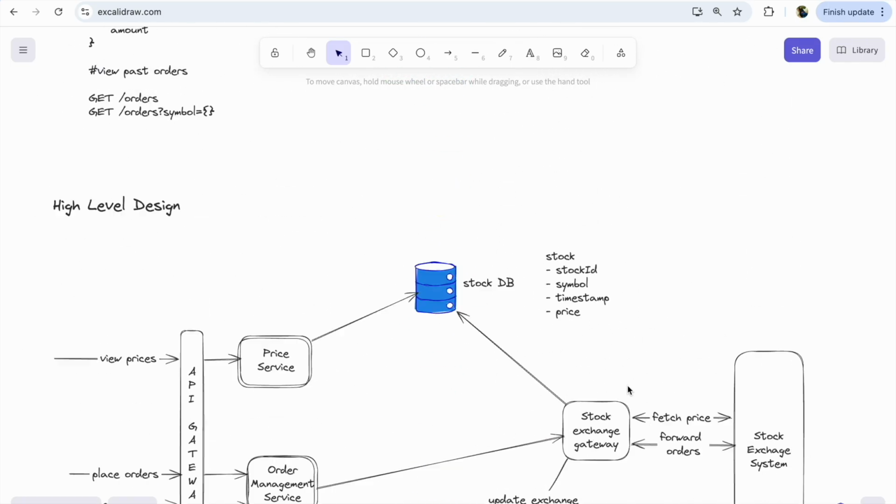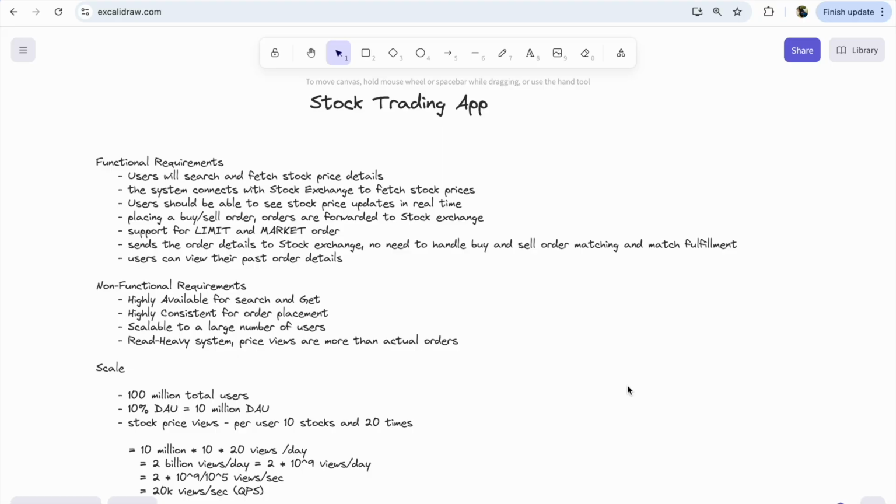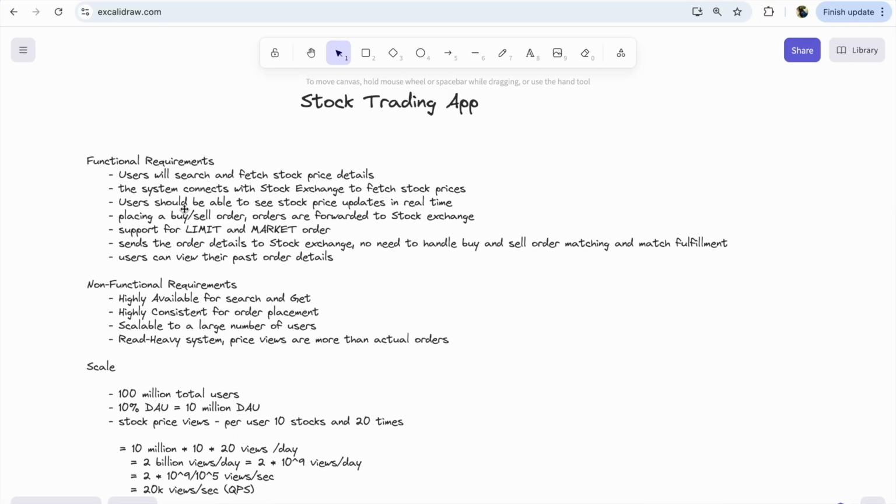So let's see now if we have covered all the requirements we have. Users will search and fetch stock price details. Yes, the system connects with the stock exchange to fetch stock prices. Users should be able to see stock price updates in real time. Placing a buy or sell order: orders are forwarded to the stock exchange. Support for limit and market orders. Sends the order details to the stock exchange. No need to handle buy and sell order matching and match fulfillment. Users can view their past order details. Right, so all this we have covered.